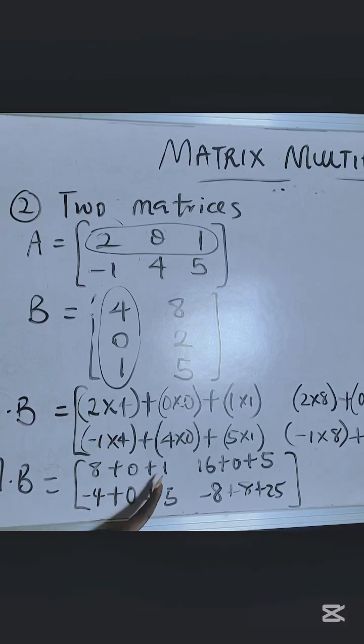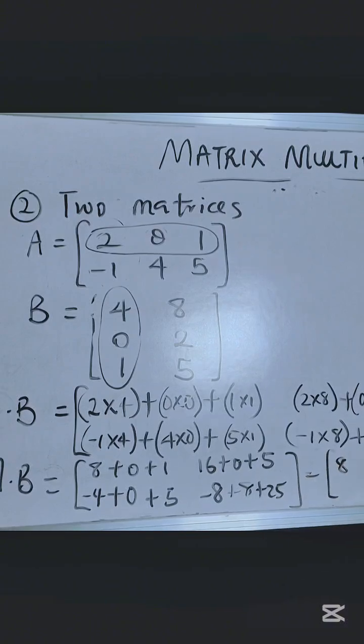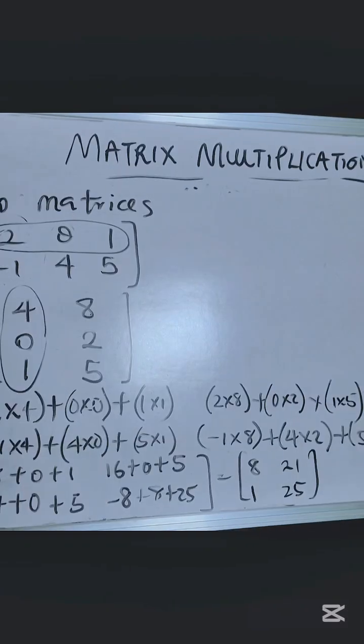So 8 plus 0 plus 1 is 9. 16 plus 0 is 16, plus 5 is 21. Minus 4 plus 0 is minus 4, plus 5 is 1. And then minus 8 plus 8 is 0, plus 25 is 25. Here is the final answer.